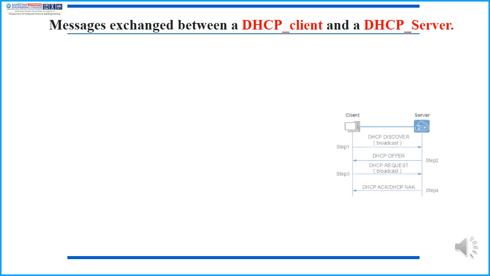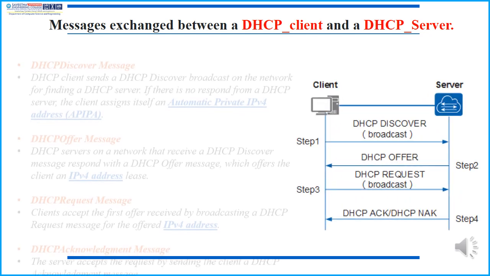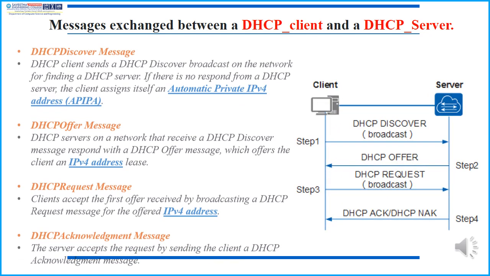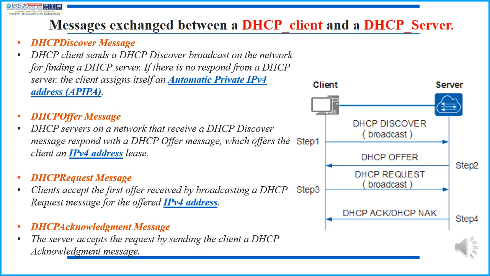Here we see the important messages exchanged between the DHCP client and the DHCP server. Initially, there is the DHCP discover message, where the DHCP client sends a DHCP discover broadcast on the network for finding a DHCP server. If there is no response from the DHCP server, the client assigns itself an automatic private IPv4 address.